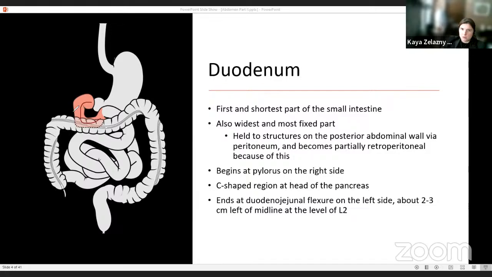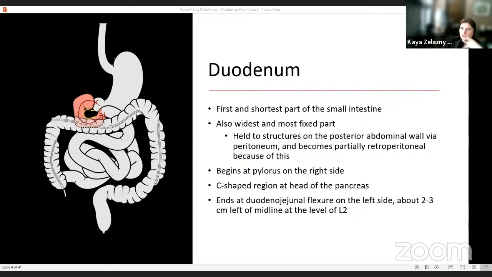Okay, so we are beginning at the pylorus. We have this C shape. This is going to be surrounding the head of our pancreas, which we'll see later, but our pancreas is going to be snuggled in there. It's where we'll see the head of the pancreas. And then the duodenum is going to end at the duodenojejunal flexure, which is on the left side. This is located about 2 to 3 centimeters left of midline, and we're about the level of L2 at this point.